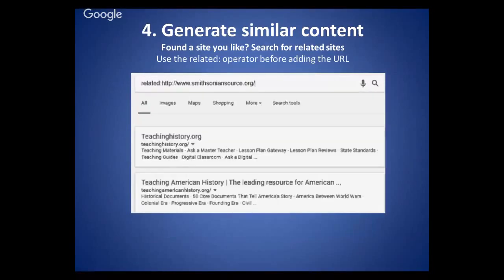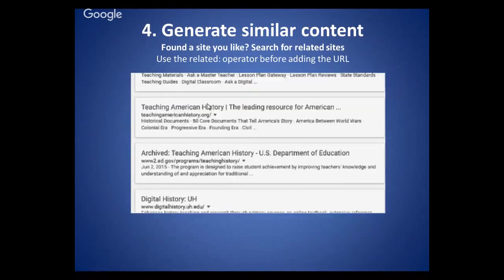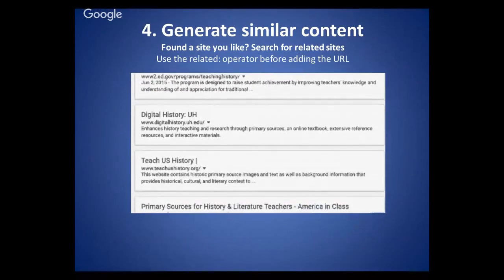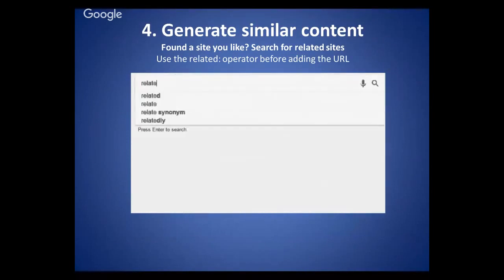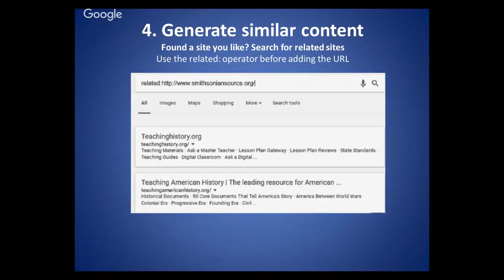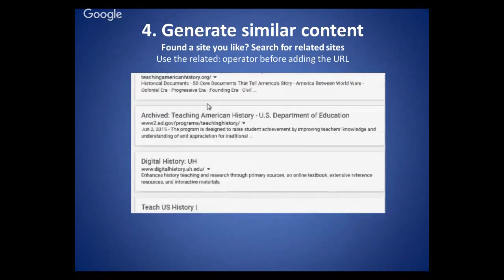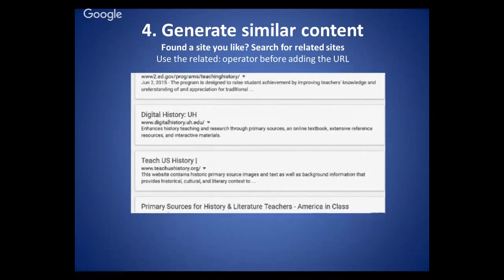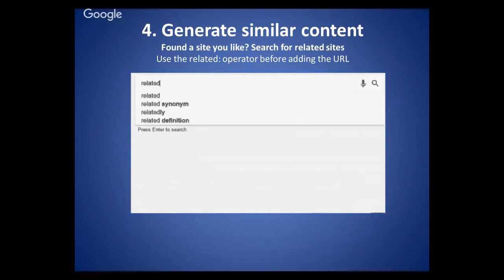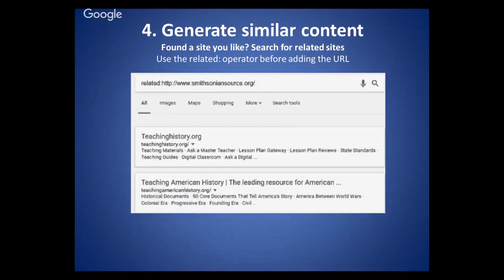Generating similar content. So if we found a site we like, we want to search related sites. What we do is type in the word related and then the site we were looking at. So here I put in the Smithsonian primary sources. You see right away it brings up a ton of other primary source websites that I can use.